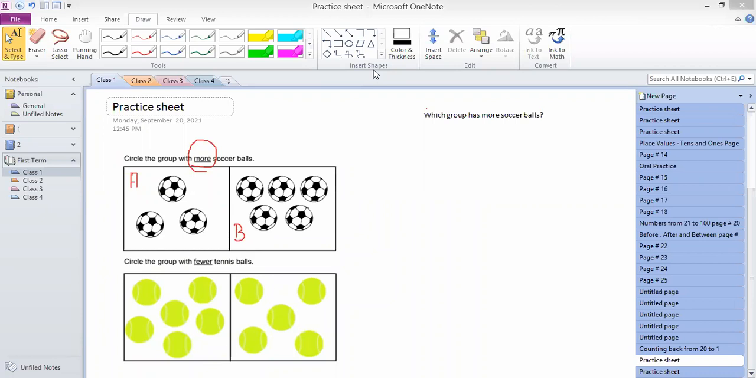All right, guys, I'm going to ask it. Yes, guys. Which group has more scissor balls, A or B? B. Very good.